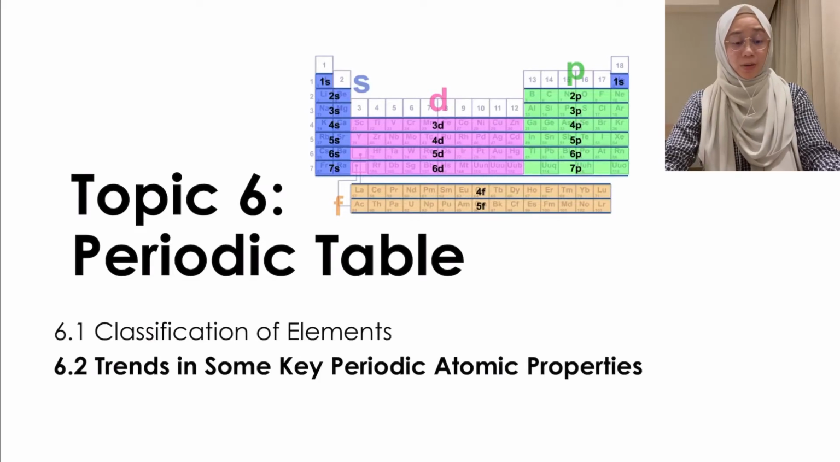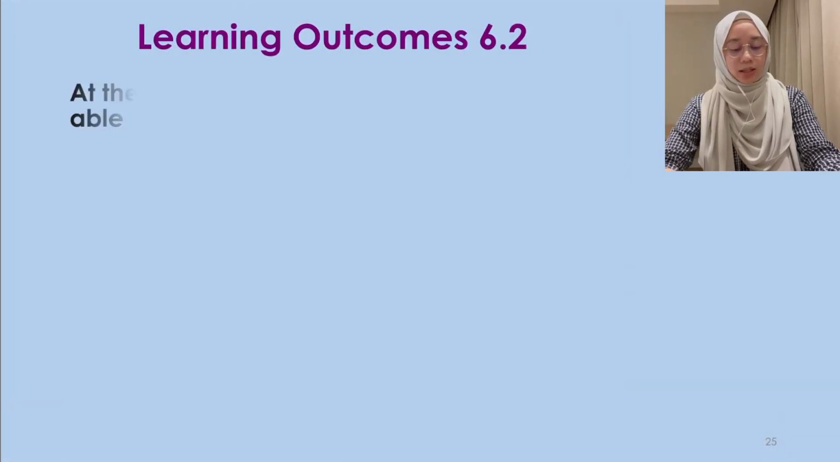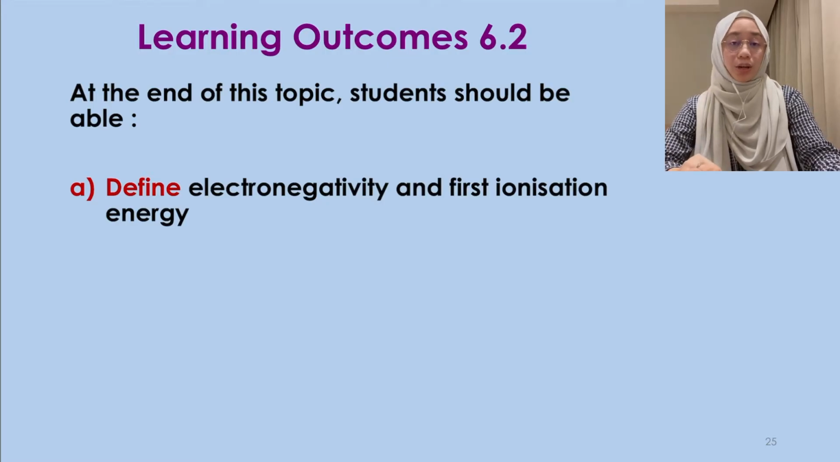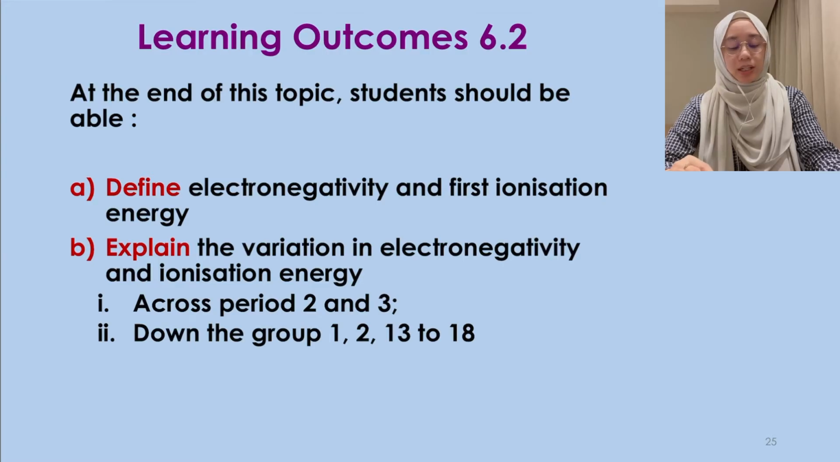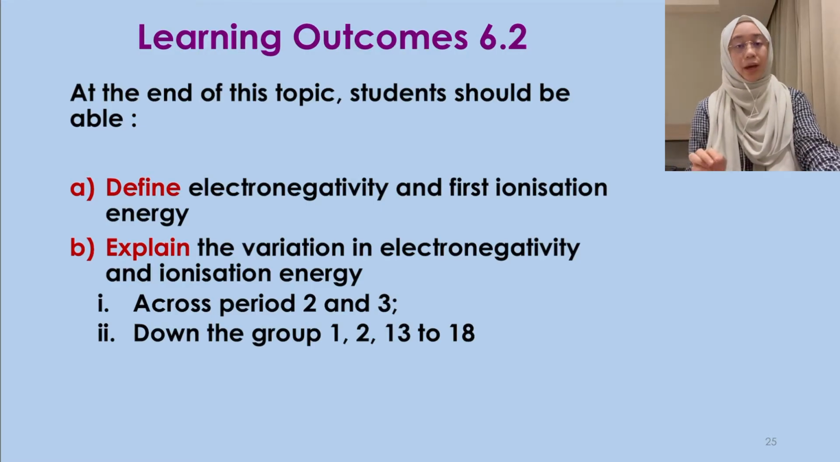So today we are going into the last part of 6.2, trends in some key periodic atomic properties. So let's have a look at the learning outcome for today. By the end of this lesson, you should be able to define electronegativity and also first ionization energy. Then we are going to explain the variation in electronegativity and also ionization energy across period 2 and 3 and also down group 1 and 13 to 18.